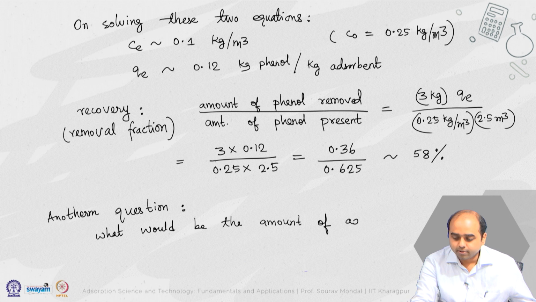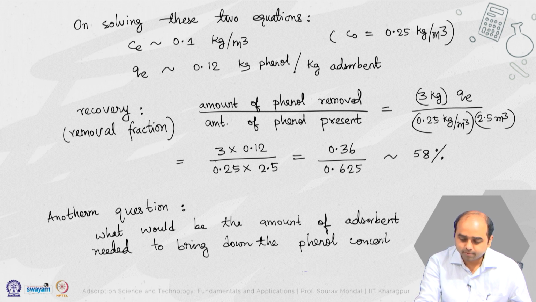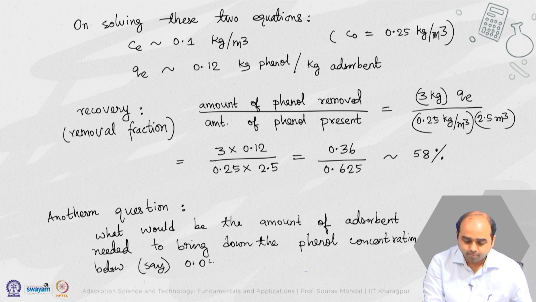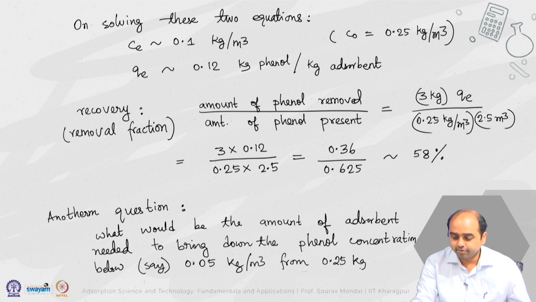what would be the amount of adsorbent needed to bring down the phenol concentration below, say, 0.05 kg per meter cube from 0.25 kg per meter cube.